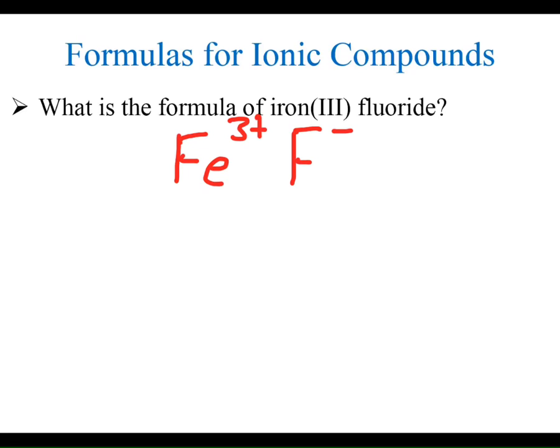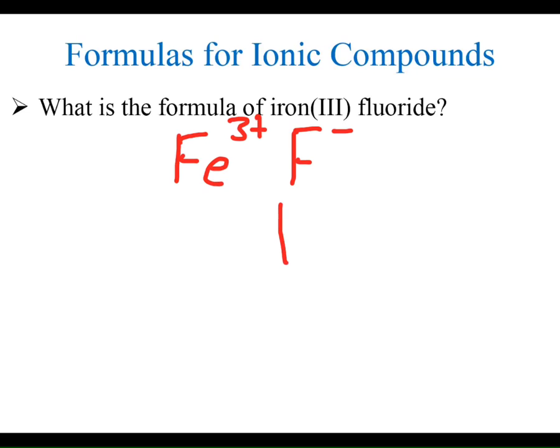Now remember, as far as the naming goes, if it's just a single element by itself going to an ion, then you change the ending to "ide." So fluorine becomes fluoride. Chlorine becomes chloride. Oxygen becomes oxide. Sulfur becomes sulfide. So all of the nonmetals, when they're by themselves and they become an anion, a negative, they become "ide." Okay, so I've got a 3 plus and a 1 negative.